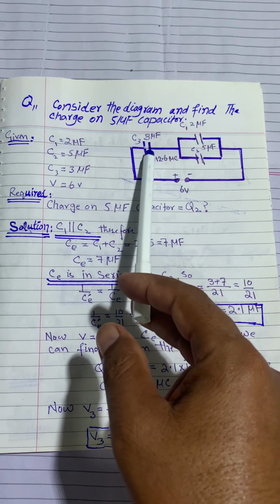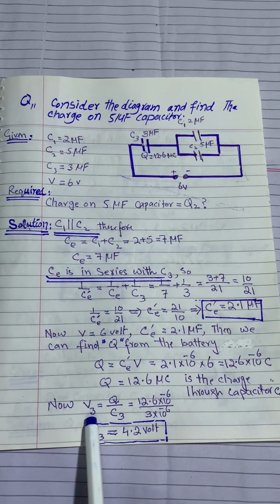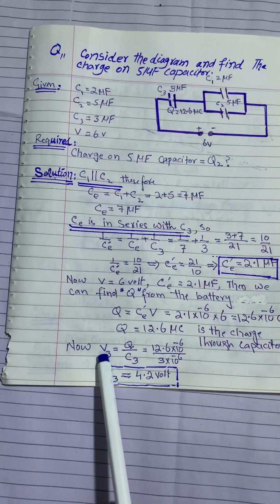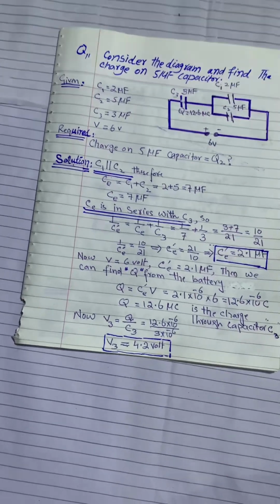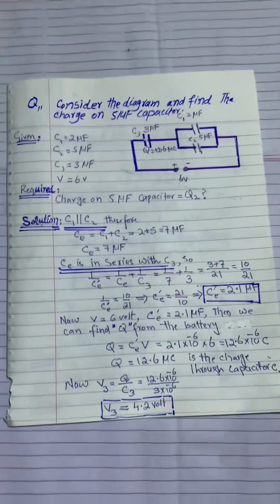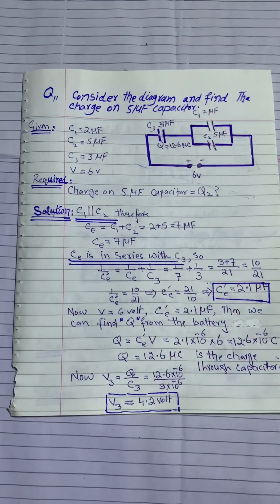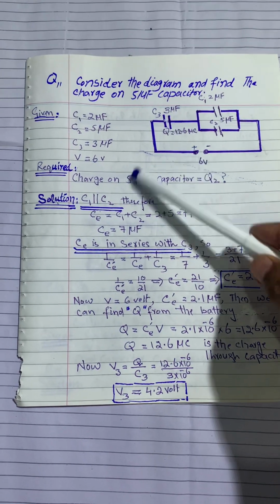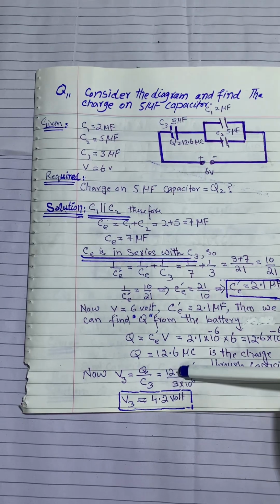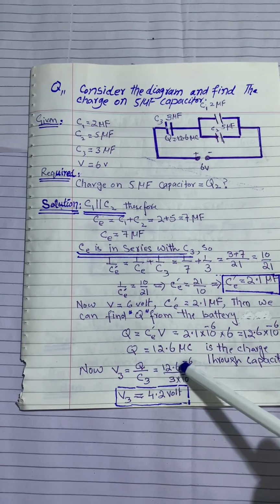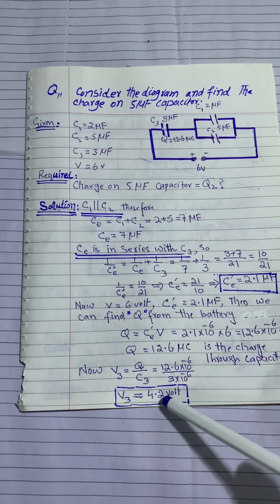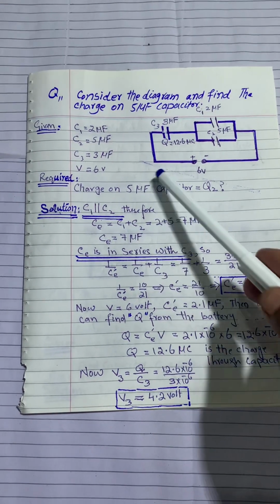So for the third capacitor we try to find V3. The equation Q equals CV is the capacitor equation, and rearranging for V3, the potential difference across the third capacitor, V3 equals Q by C3. Now plugging in the values of Q and C3, after simplification we get 4.2 volts. This is the potential difference across this capacitor.